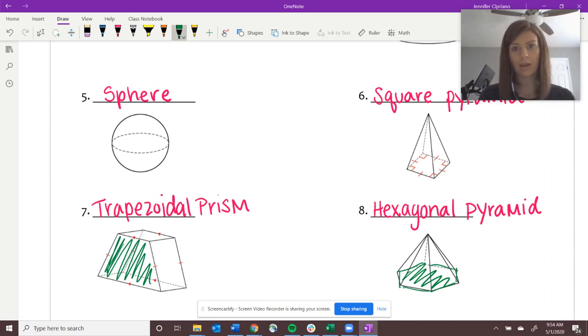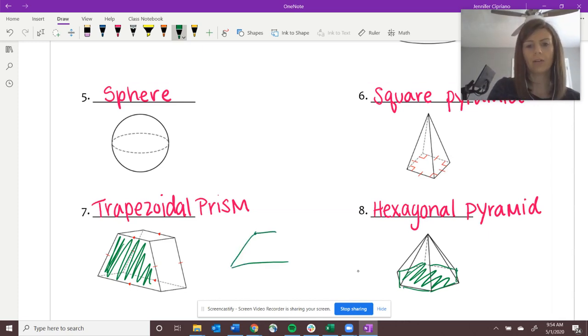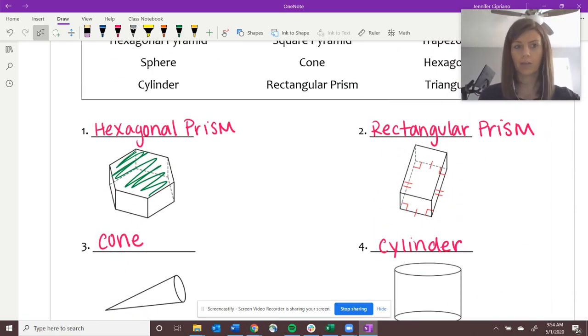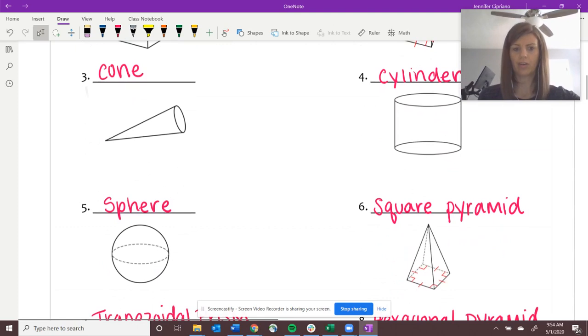A trapezoid is a quadrilateral that has two sides that are parallel and the other two sides aren't. So that's a trapezoid. That's what makes this a trapezoidal prism. Hopefully the other ones here were pretty straightforward: the rectangular prism, cone, cylinder, sphere, and square pyramid.